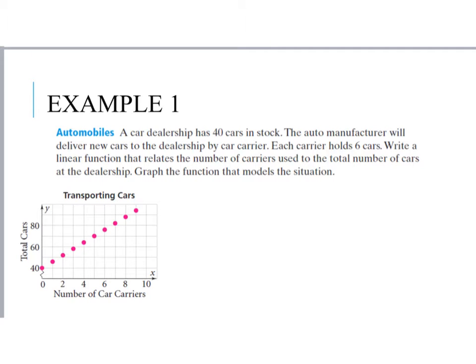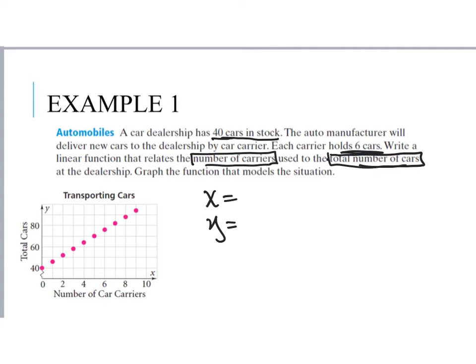So what we have to do first of all is identify what our x and y values are going to be. When I read my problem, it tells me that our car dealership already has 40 cars in stock. And then it also tells me that new cars are coming in by a carrier, and each carrier can hold up to 6 cars. We want to relate the number of carriers used to the total number of cars. So I have the number of carriers and the total number of cars. These are the two big things that I'm going to be comparing.